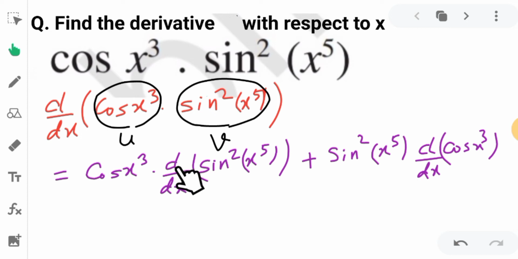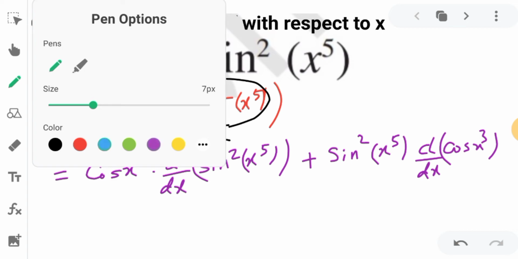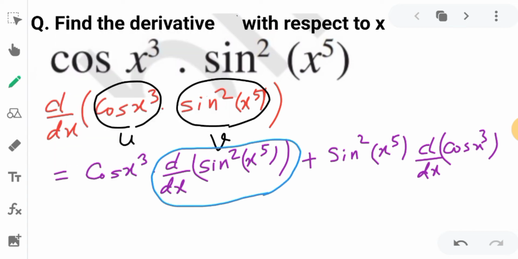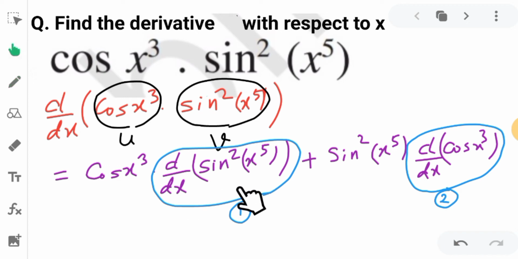The difficult part is finding the derivative of sin square x to the power 5, which I will discuss. The other term is already simplified. Second, we have to find the derivative of cos x cube. If we are able to find these two derivatives, then I will put those values in and that will be our solution.